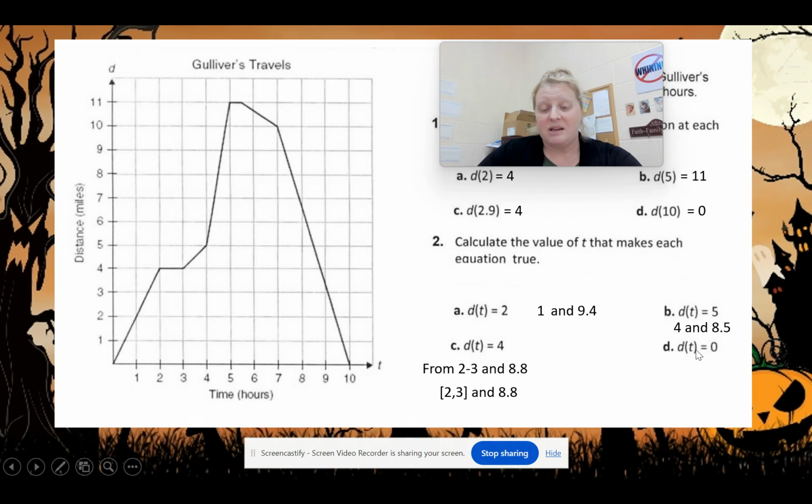And then last but not least, we want to know when will our height be 0. So we go to 0 on the y-axis. So we already have a dot right here, but if we look sideways, we'll have another one right here. So there's 2 times when you have a height of 0, and that is 0 and 10.